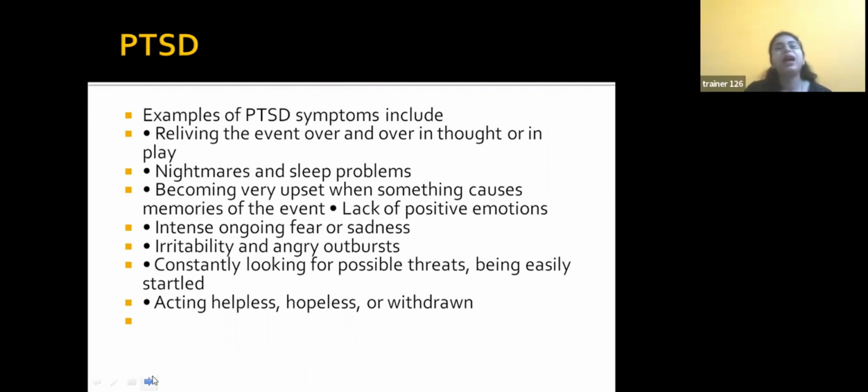And PTSD is when the child has undergone a trauma or has been a witness to traumatic behavior. After that, post the trauma, it could be an earthquake or losing a loved one, or losing a pet can also be a trauma for the child. So what happens here, they will relive the situation again and again. Nightmares, dreams which elicit fear in them, and they may not be able to sleep properly. Bedwetting can happen. They become upset easily and start crying very easily. They always have negative emotions. They are sad, depressed, they don't want to make friends. They have a lot of fear, they don't want to go outside. Irritability and angry outbursts, constantly looking for the threat, and they are easily startled. They act helpless, hopeless, or withdrawn.